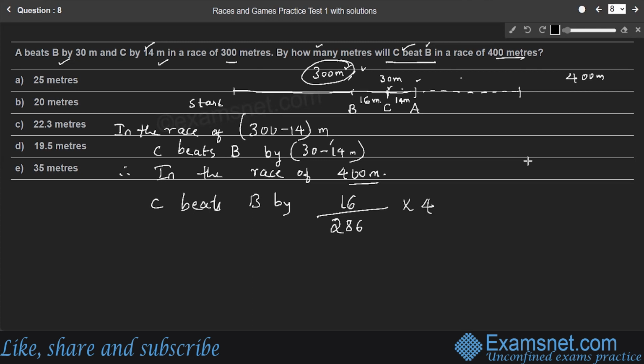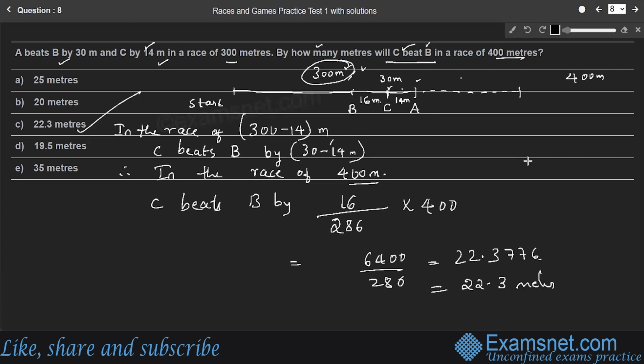Therefore, in the race of 400 meters, it is 6400 by 286. So you will get 22.3776 something, which can be rounded to 22.3 meters according to the given options. Here 22.3 is there. So option C is the right answer.